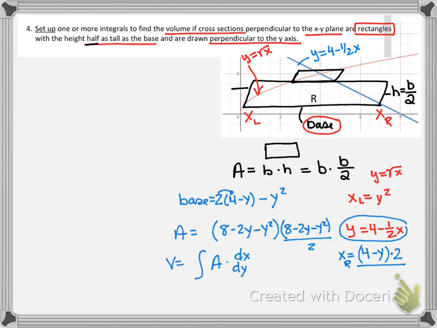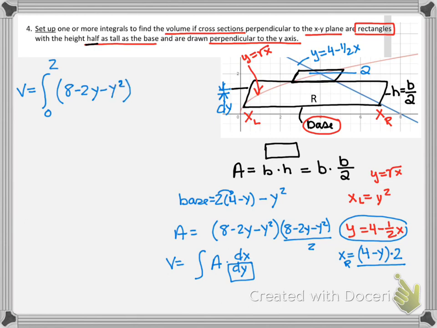This time, of course, we'll use dy because the thickness of our rectangle is perpendicular to the y-axis. So the setup of our integral is 0 to 2, because 2 is this upper y value, just what our area statement was. 8 minus 2y minus y squared.